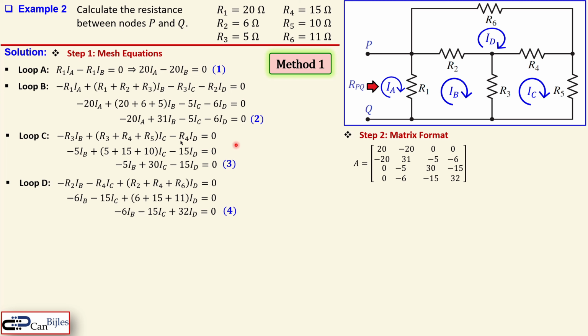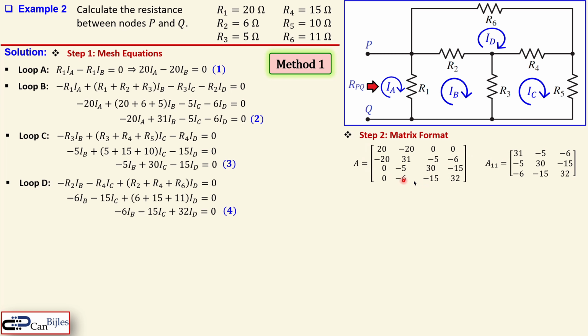That's shown here. In a similar form for the second equation, you see all the coefficients. Third one, there is no IA here, and also for the fourth equation. Okay, now we have everything. In a similar form we did for example number 1, we will now also determine the matrix A11, which will be created from this matrix by eliminating the first column and the first row. That's shown here, so you will only have the 31, minus 5, minus 6, minus 5, 30, minus 15, minus 6, minus 15, and 32.